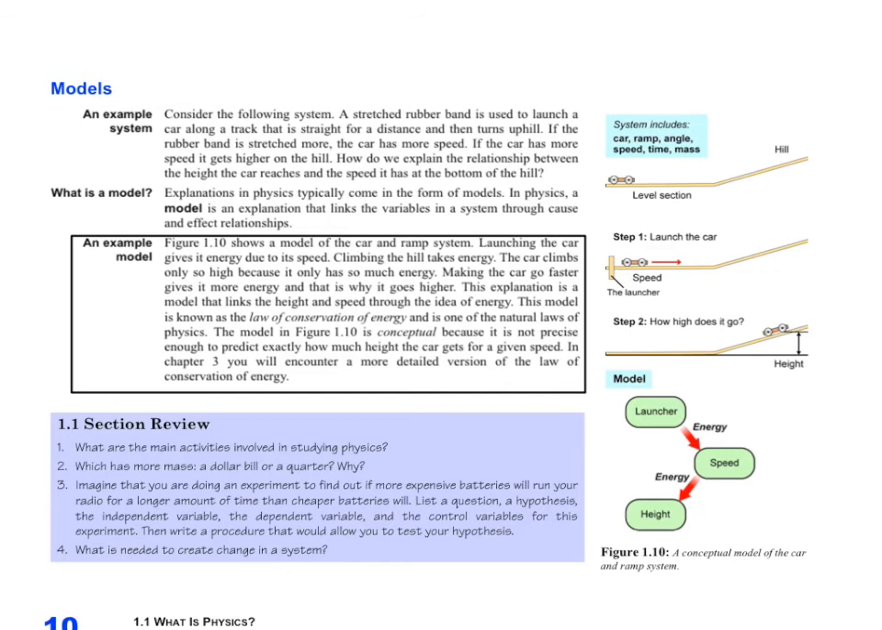The model in Figure 1.10 is conceptual because it is not precise enough to predict exactly how much height the car gets for a given speed. In Chapter 3, you will encounter a more detailed version of the law of conservation of energy, and we'll talk about it more in the second semester of this class.